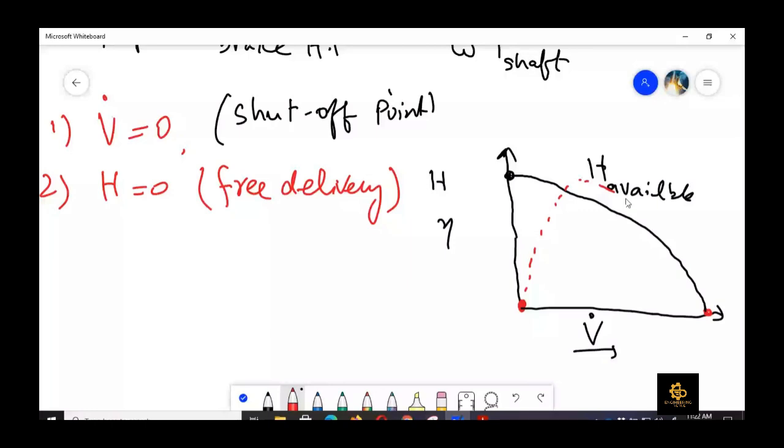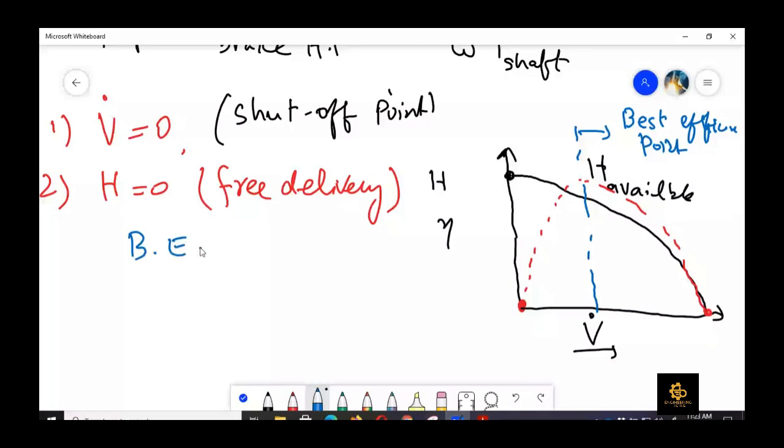So there would be a point where we would have maximum efficiency. This volume flow rate at which the pump gives us the maximum efficiency is called the best efficiency point. We also call it BEP. Best efficiency point is the volume flow rate at which the pump gives us the maximum. If the pump is operated at that location, then it would give us the maximum efficiency.